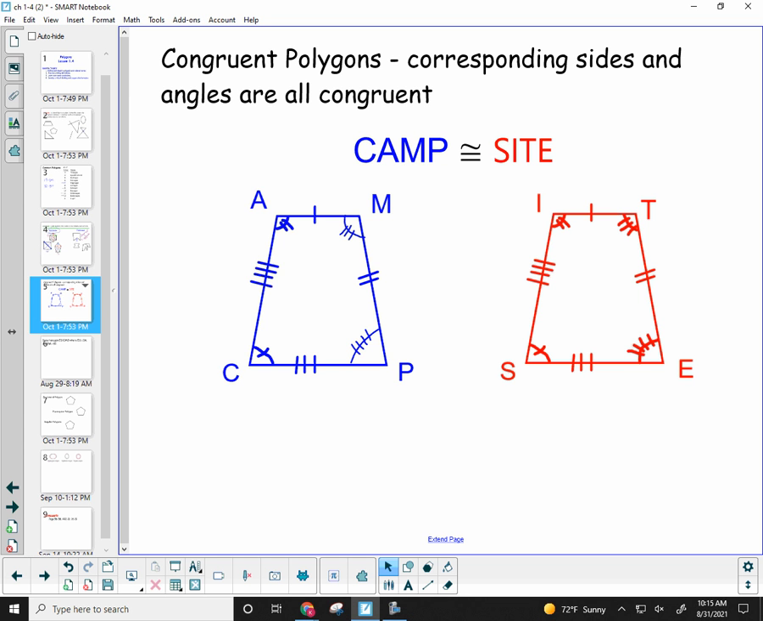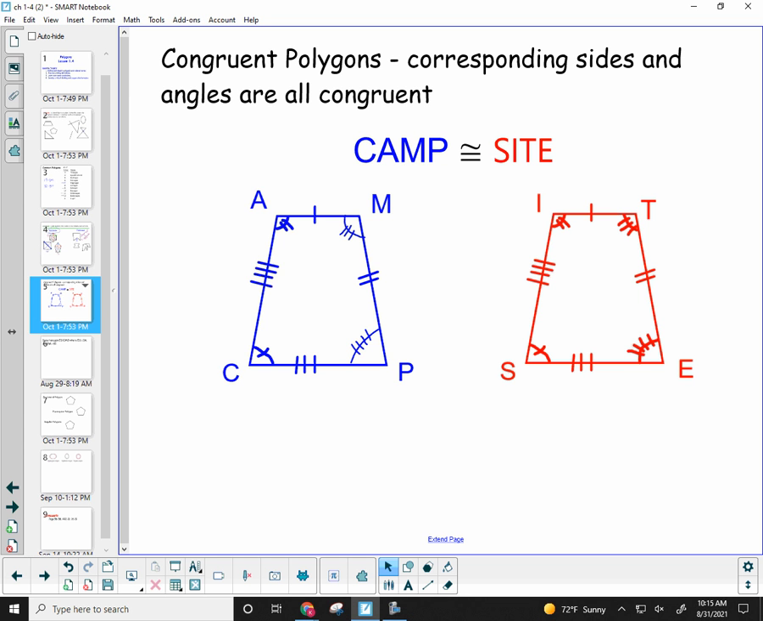This is a congruency statement for congruent polygons. So it names all the vertices, and it names them in a specific order. So I didn't call it CAMP just to be funny. What happens is you start with one point, and you have to work your way around the figure in a circle. It doesn't matter which one you start at, and it doesn't matter whether you go clockwise or counterclockwise, as long as you're consistent.